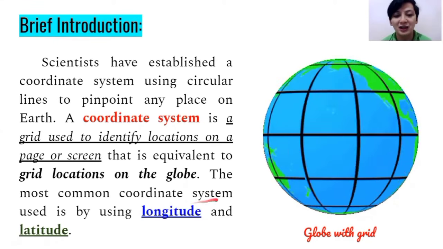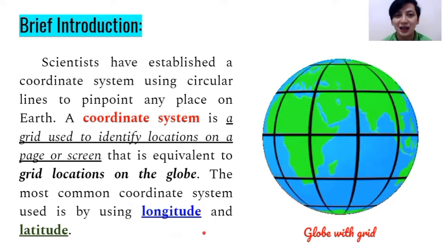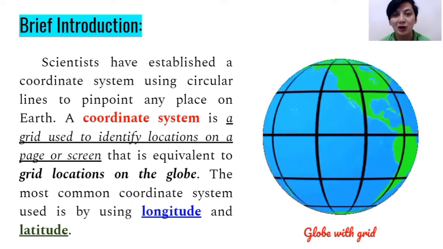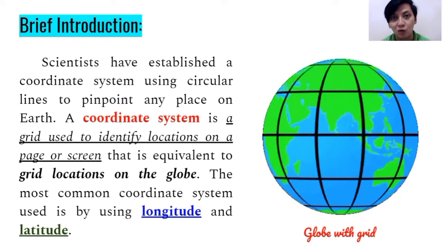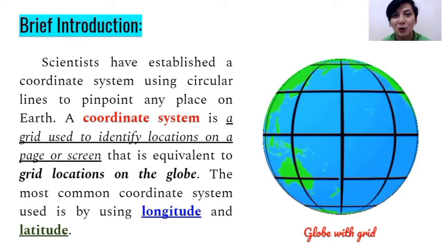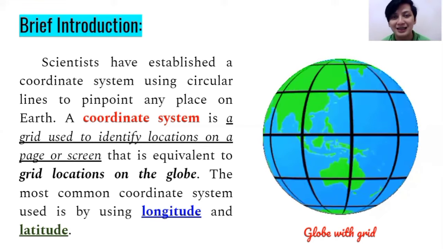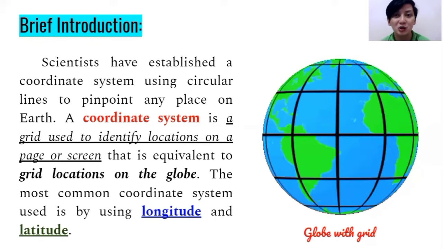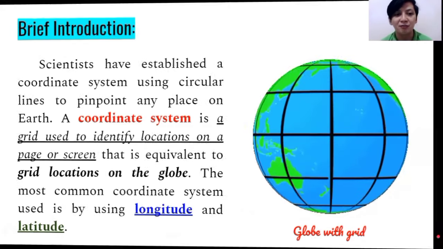The most common coordinate system used is by using longitude and latitude. So yun yung mga linya na nakikita nyo sa globo. Okay, those are the imaginary lines that you see on the globe. Remember, sa Earth, wala talaga yung longitude and latitude. Kasi yun lang ay imaginary lines so that we are able to locate places exactly. Okay? So in reality, wala talaga yung mga longitude and latitude na yan. This is the representation of the globe with the grid.